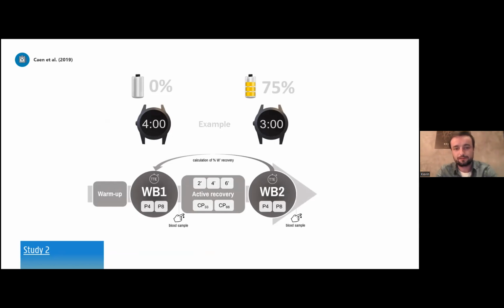And then immediately after, we gave them a recovery bout. The recovery bout was 2 minutes, 4 minutes, or 6 minutes, and the recovery intensity was set at either 33 or 66% of critical power. Immediately following that recovery, they performed exactly the same work bout again. So if they did a P4 in work bout 1, they performed a P4 in work bout 2 as well. So they had to die 2 times. That's correct. So it's quite hard for those subjects.